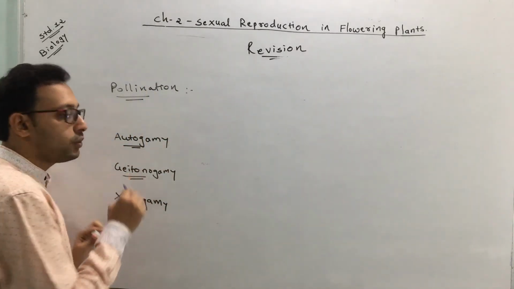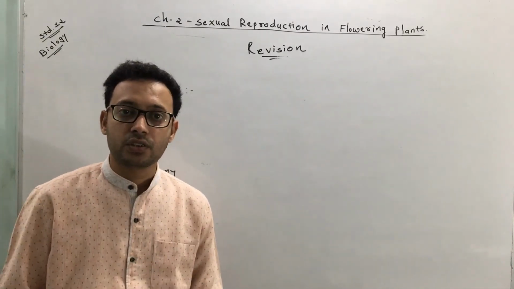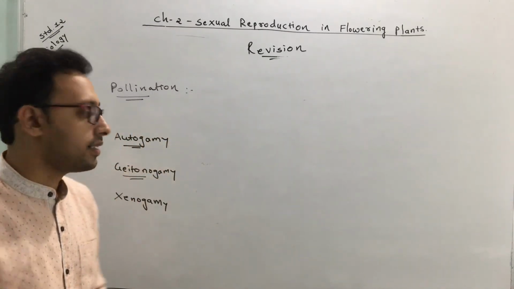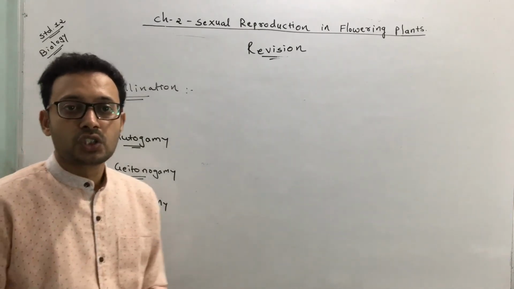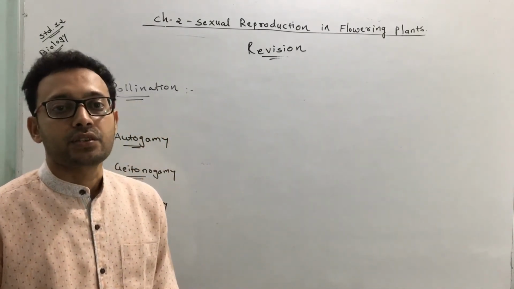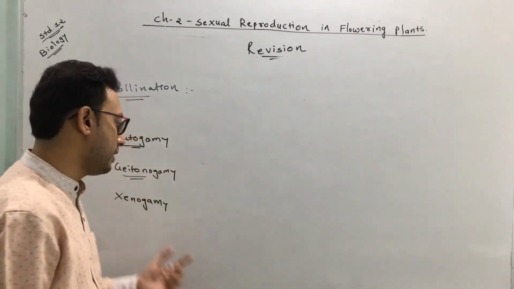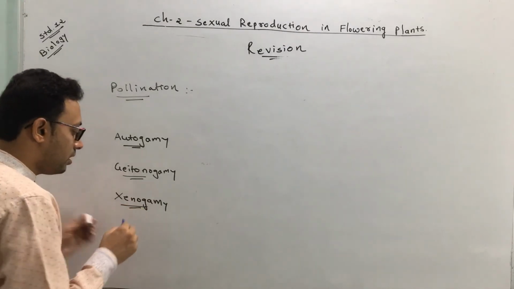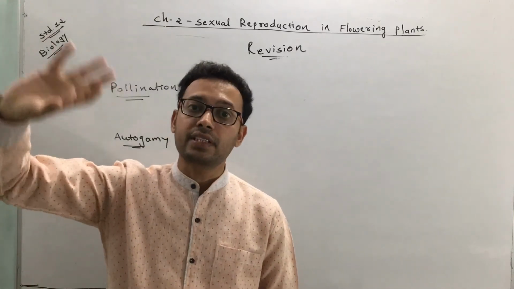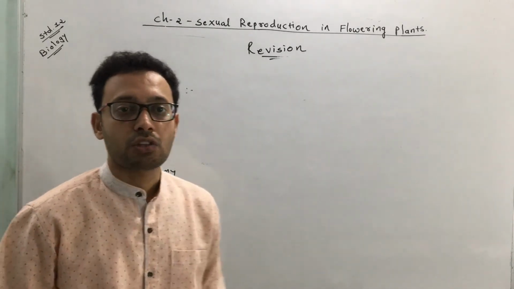Heterogamy means a transfer of pollen grain from anther to a stigma of another flower, from one flower to another flower, but the plant remains the same. Within the plant, the pollen grain is transferred. This is called heterogamy. So functionally it looks like cross-pollination, but genetically it's self-pollination, because here the pollen grain is of the same plant, but it is transferred to a different flower of the same plant. And what is xenogamy or cross-pollination? It means a transfer of pollen grain to a different flower, and even the plant is another plant. Then this is called xenogamy, or cross-pollination.